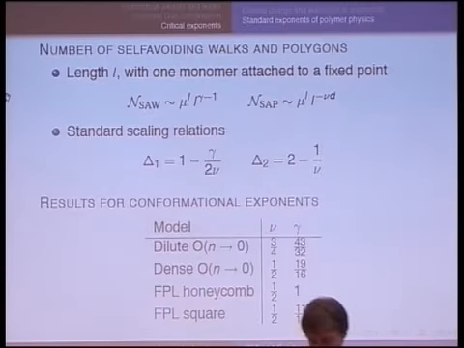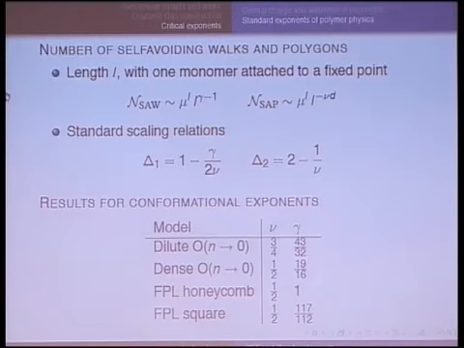And so the results are these. Dilute means the uppermost branch, dense means the middle branch, and this means t equals 0, and this means t equals 0 but on the square lattice. So we have these exact results here for nu and gamma.